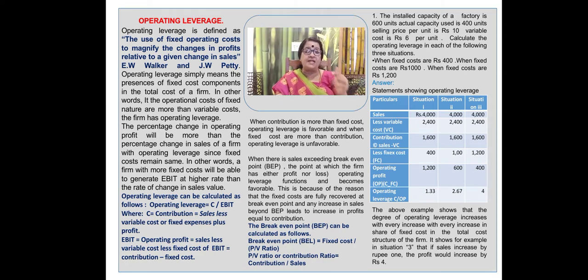So here we are finding the relationship between contribution and EBIT. If we find the contribution, we can find the break-even point also. Break-even point means fixed cost divided by PV ratio. PV ratio means contribution divided by sales into 100. So we can find this operating leverage by taking into account two elements, contribution and EBIT. Contribution is sales minus variable cost, and from contribution, if we deduct fixed expenses, we get operating profit. So contribution can also be found like this: fixed cost plus profit.